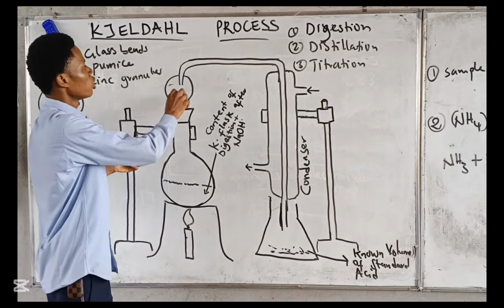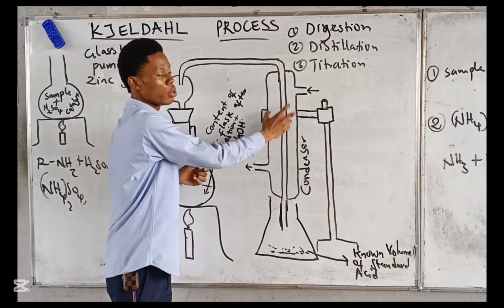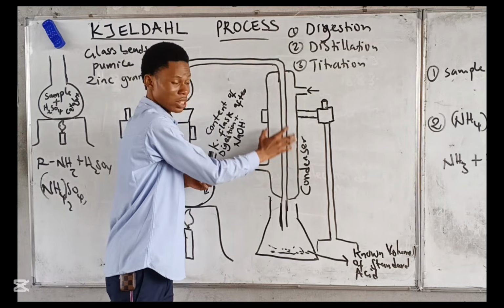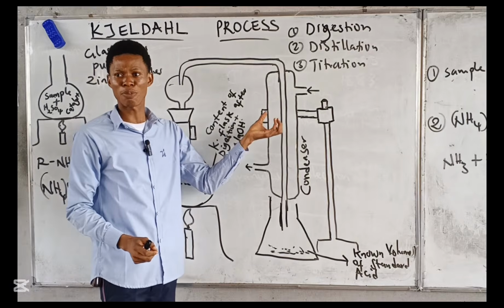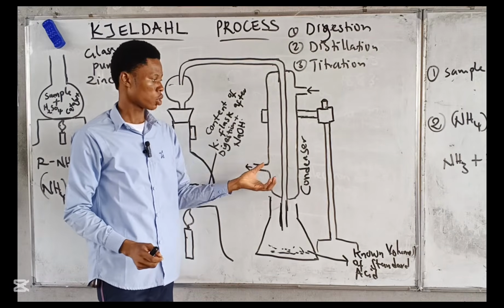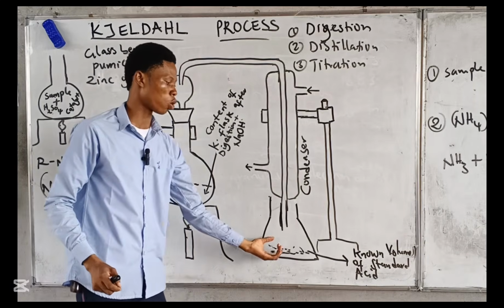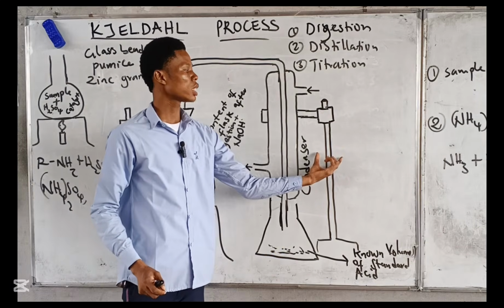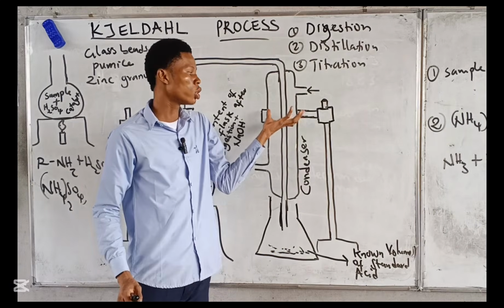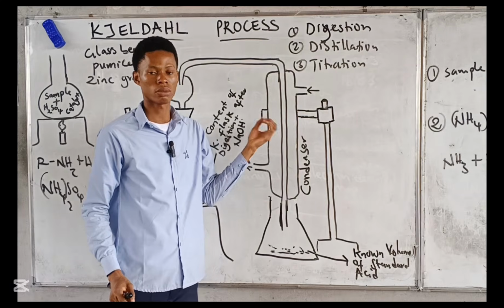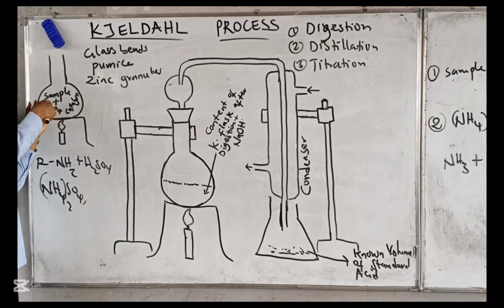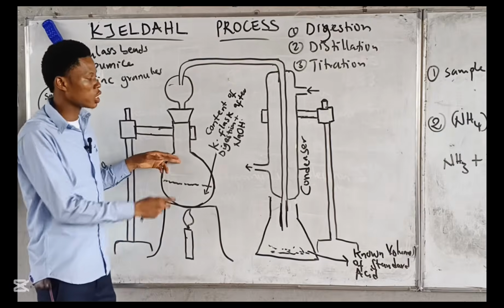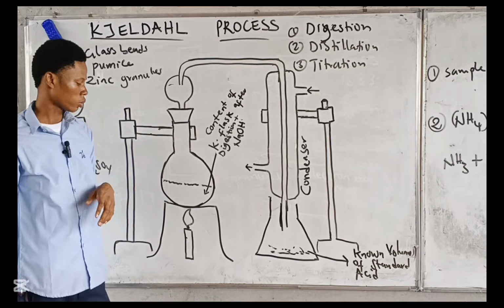Then you have your Liebig condenser, right? This is your condenser for cooling. The condenser provides that cooling effect so that the gas will return to liquid. This is a collecting container. This is another retort stand holding this Liebig condenser. Now, you take that content of the Kjeldahl digestion and put it in this flask here for distillation.